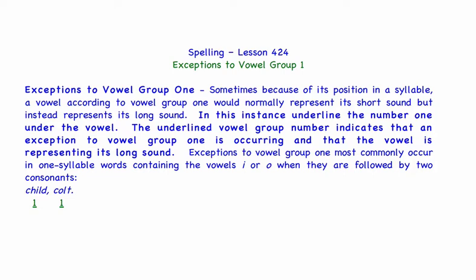And there are hundreds of words, possibly thousands, in this category, and two examples of that would be child and colt. So if you have a one-syllable word with the letter I or O, and the I or O is followed by two consonants, particularly L plus another consonant, then there's a very high degree of likelihood the vowel in that situation will represent its long sound. So what we do is we assign vowel group 1 and write it under the vowel. However, we underline the vowel group number to indicate an exception is occurring.